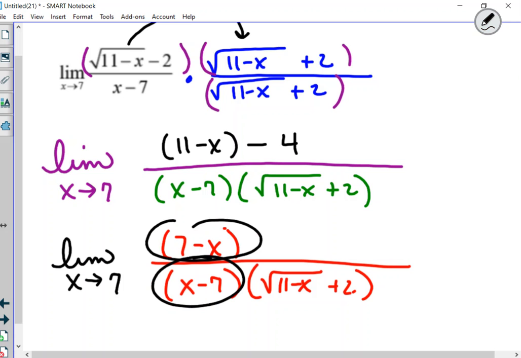7 minus x and x minus 7 are not the same. If I put a 9 in, 7 minus 9 is negative 2, 9 minus 7 is positive 2. They are not the same. They're not conjugates, but that's a good word. They're opposites. So if I divide opposites, like a 4 and a negative 4, or a 10 and a negative 10, or a negative 3 and a 3, what do I get when I divide opposites?